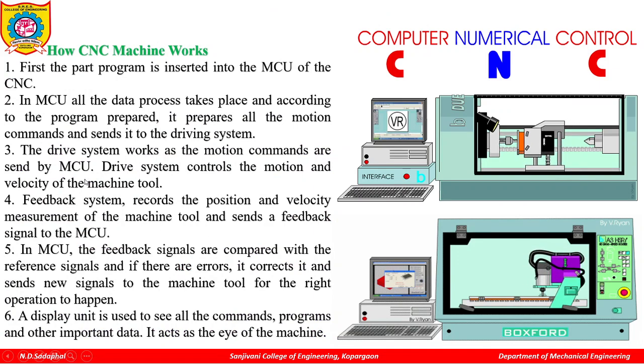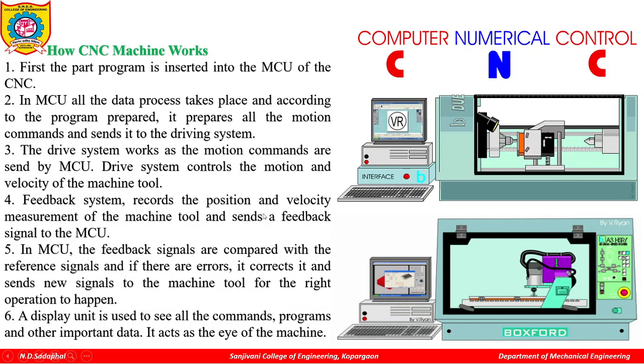So here the different workings are given. First the part program is inserted to the MCU. The program is given as an input to the MCU, the machine control unit of the CNC machine. In the MCU all the data is processed. Data processing takes place according to the program input given. It will prepare all the motions and commands, and those commands will be sent to the driving system. The driving system works as per the motion commands provided by the MCU. The drive system controls the motions, the velocity of the table, and the velocity of the tool or workpiece.